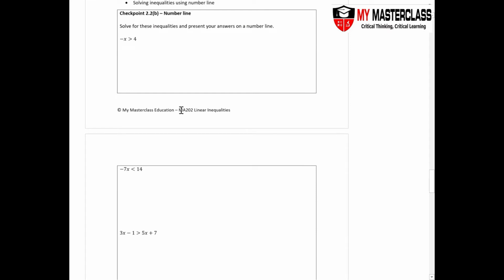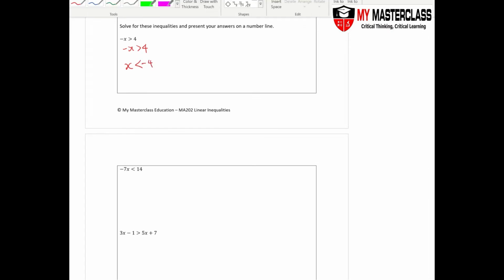You're actually solving inequalities using a number line here, so you need to present your answers on a number line. Down here I have negative x bigger than 4. Now to bring over your negative, it's like a division of negative, so you will change sign. Notice this here, negative 4. I'm going to highlight this a little bit for you to see that whenever you divide or multiply by a negative number, you definitely have to change sign.